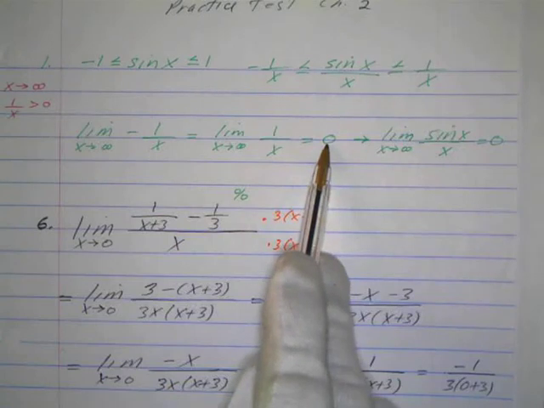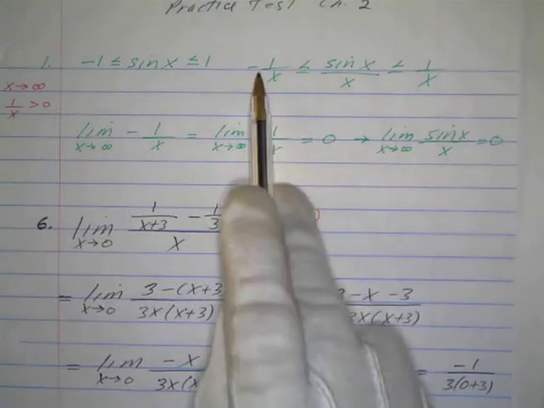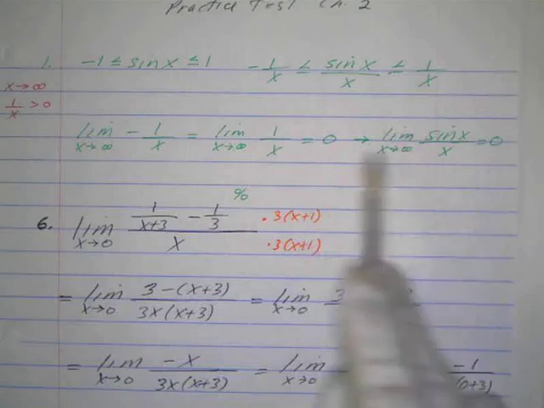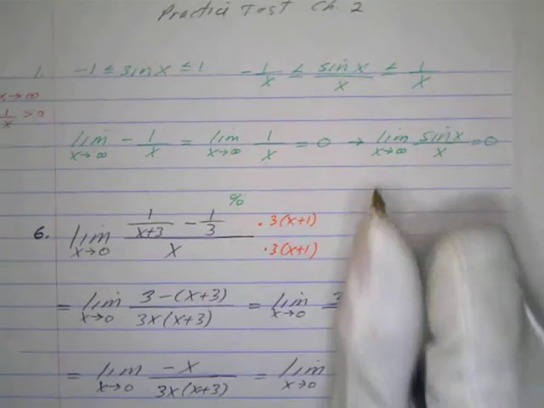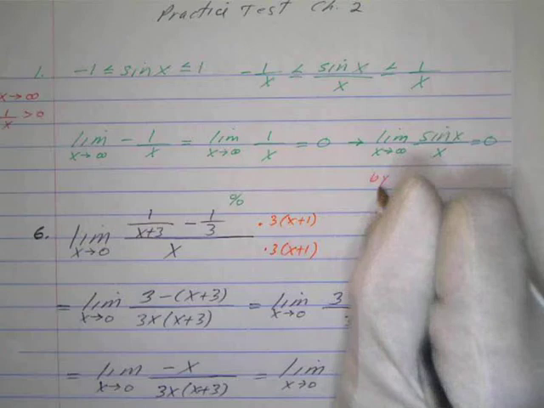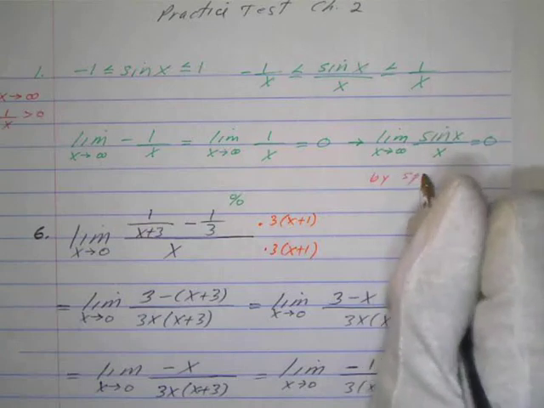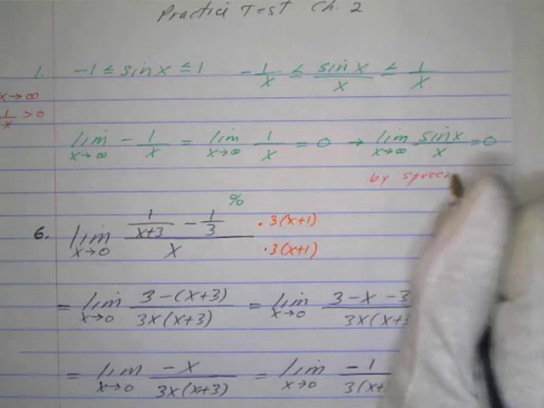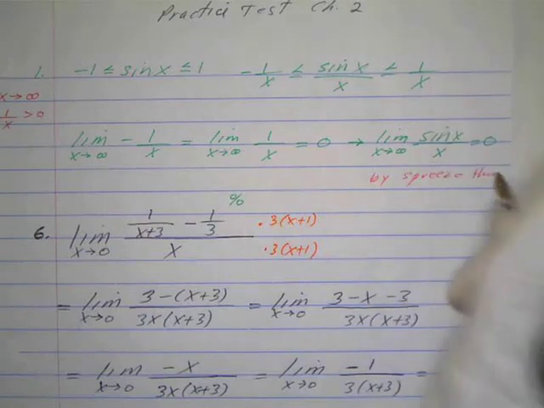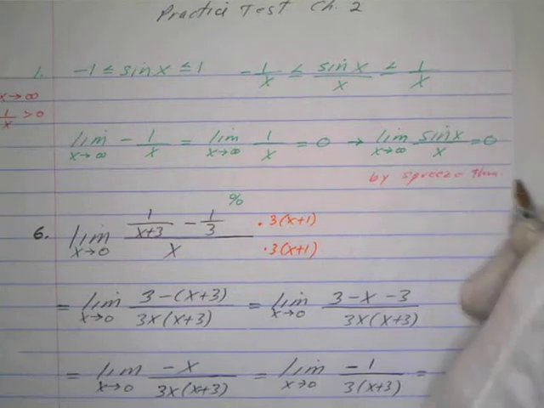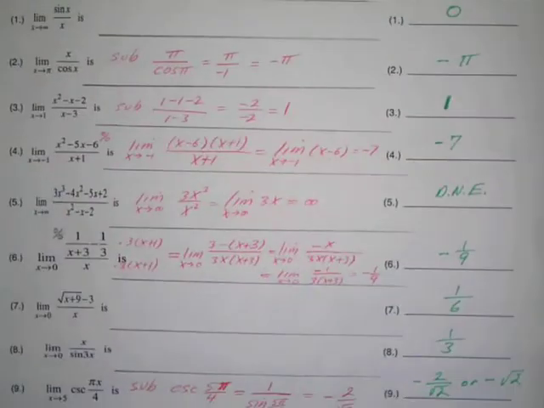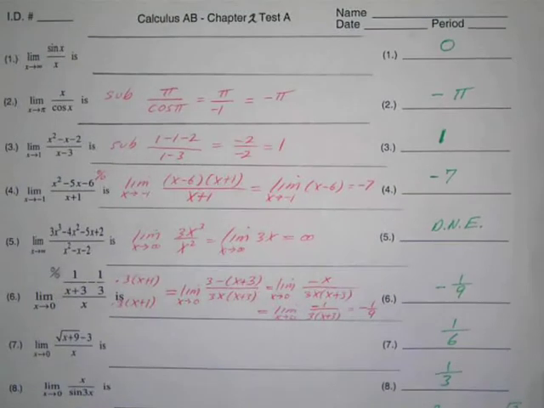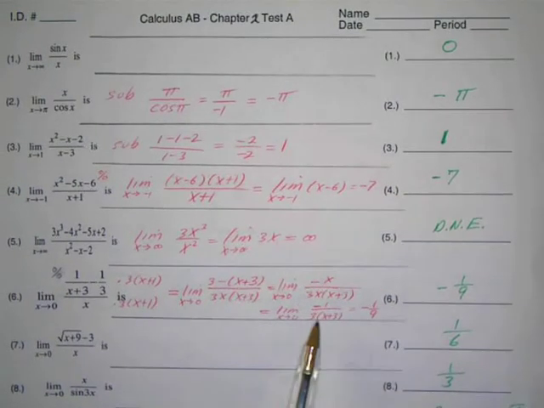All right, they both equal 0, and since the sine of x over x is between these, then the limit as x approaches infinity of the sine of x over x equals 0 by the squeeze theorem. By squeeze theorem. Okay, so that was 0. So I just put in 0 up here.